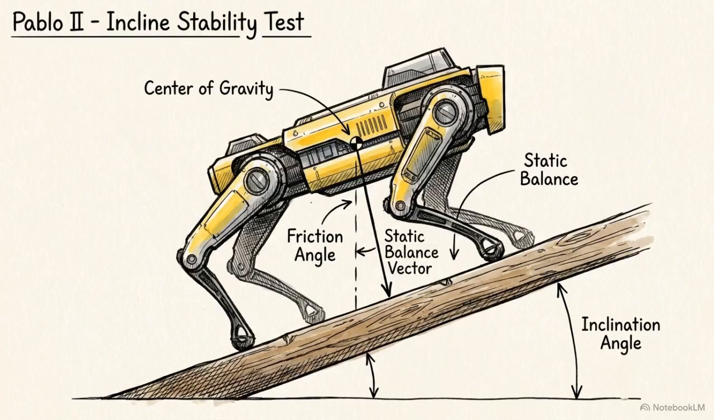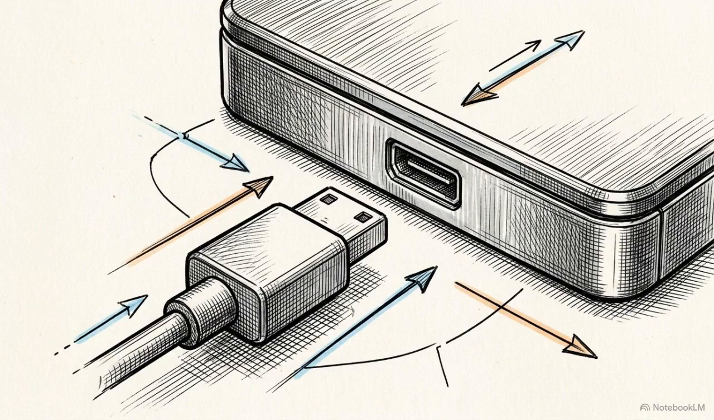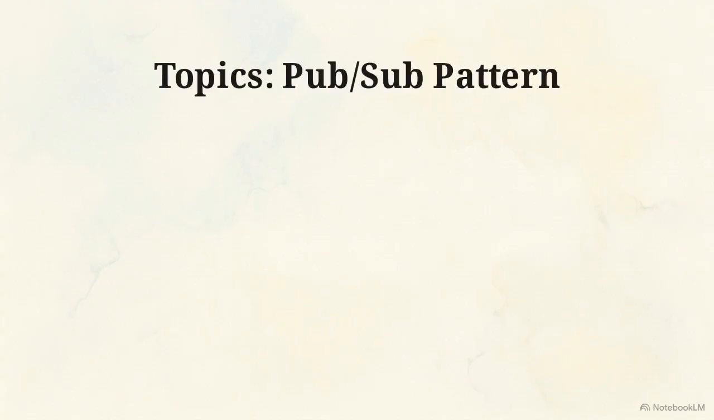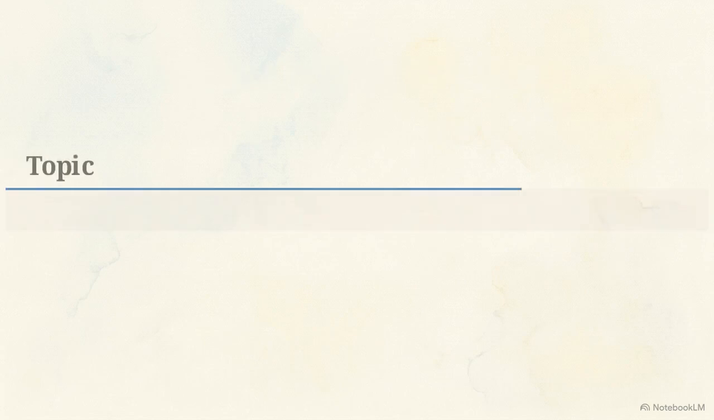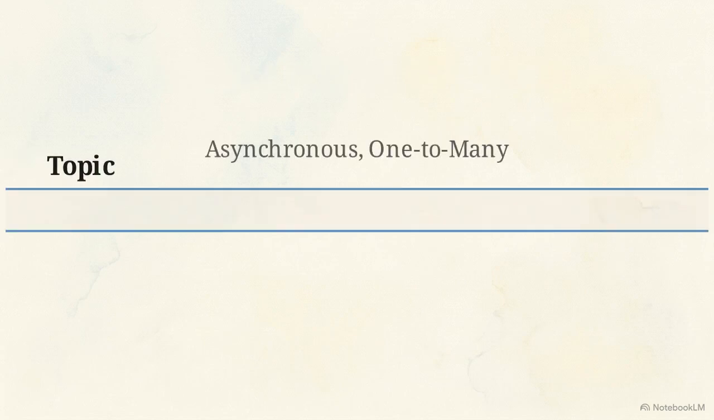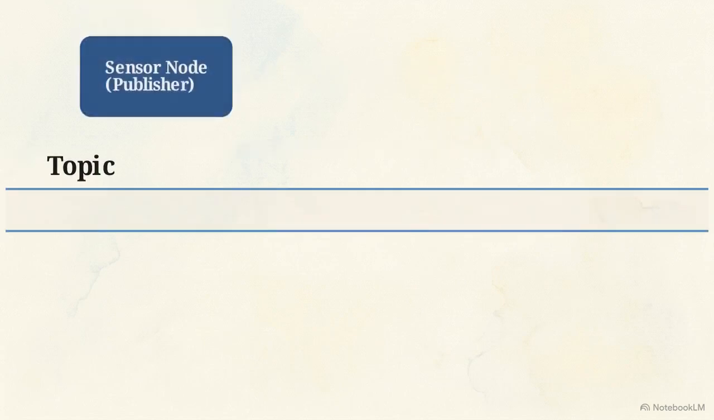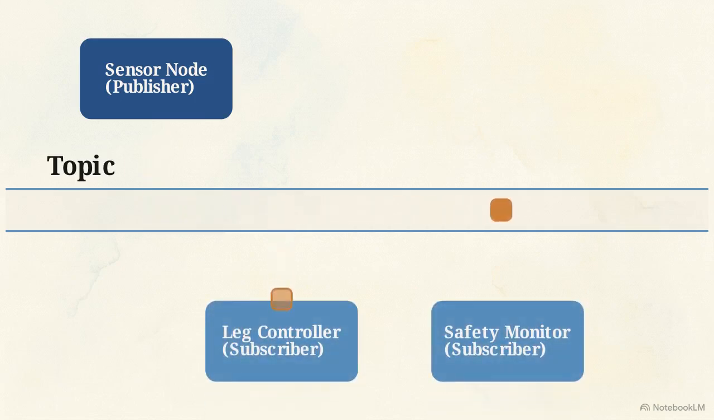We have isolated the nodes, but to balance a quadruped, the leg controller needs orientation data from the IMU 50 times a second. We now have to establish a connection. We accomplish this using topics. A topic is an asynchronous one-to-many message channel. The sensor node acts as a publisher, posting data. The leg controller and safety monitor act as subscribers.